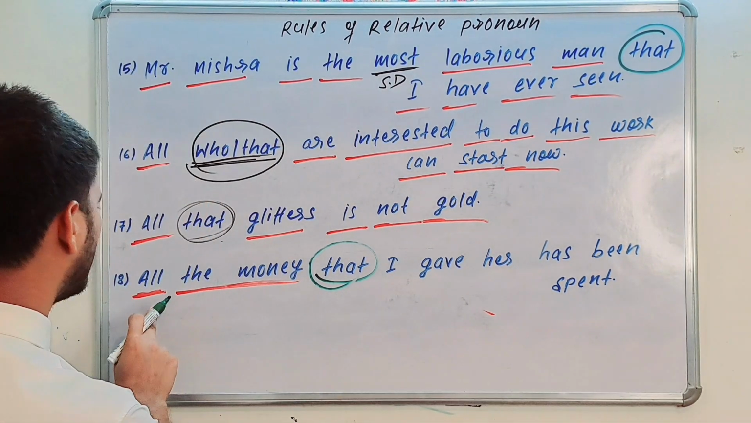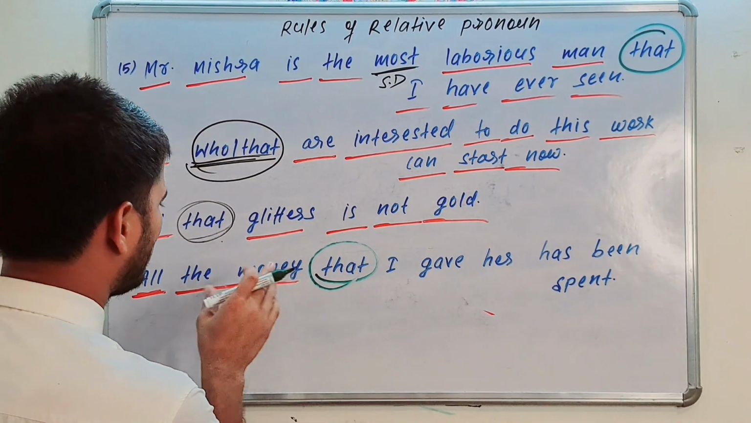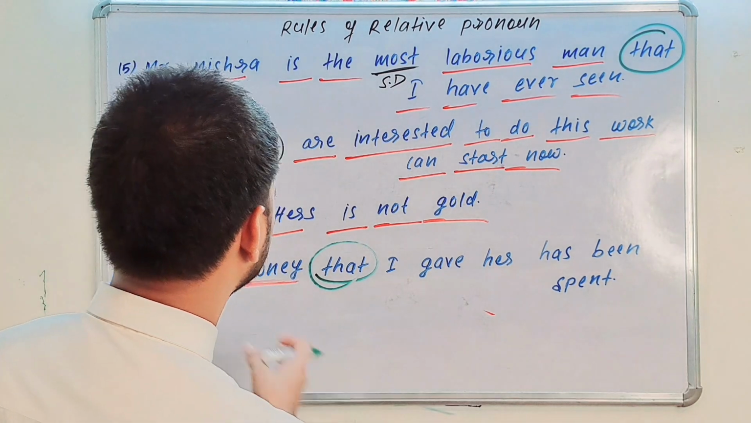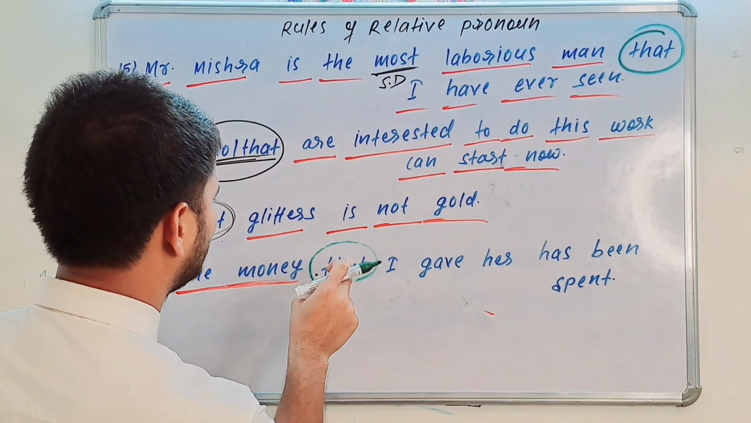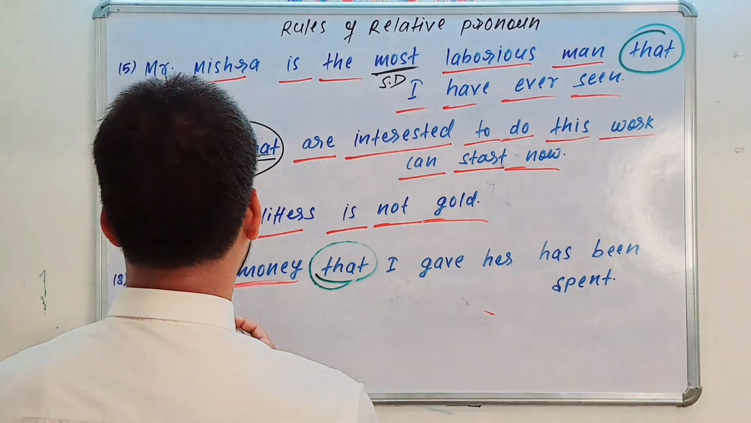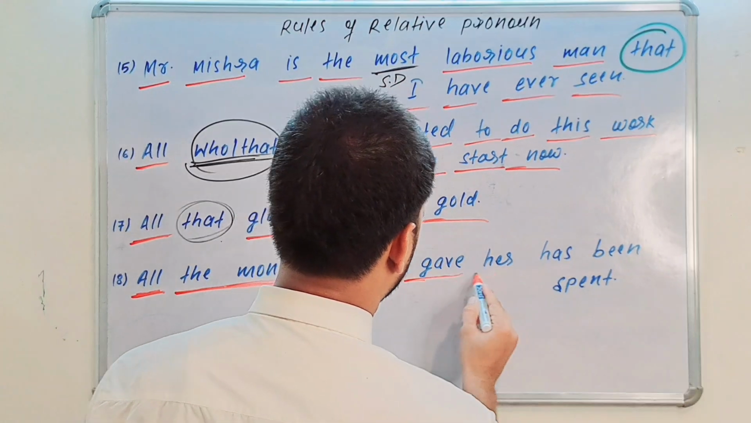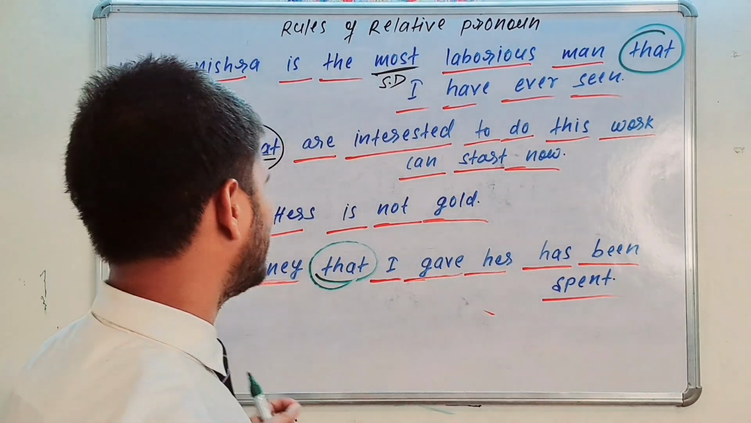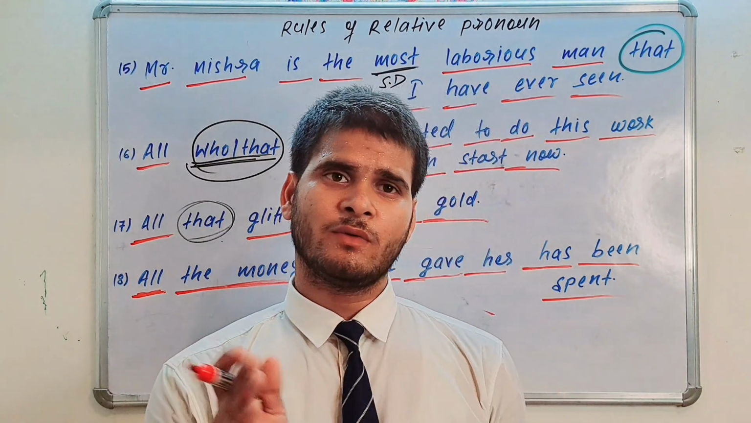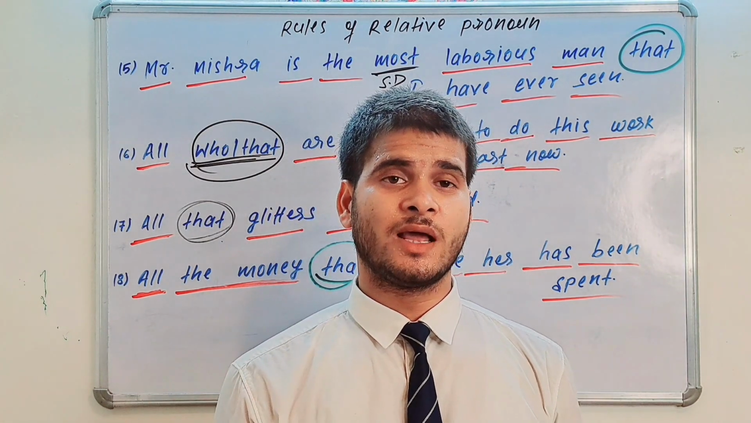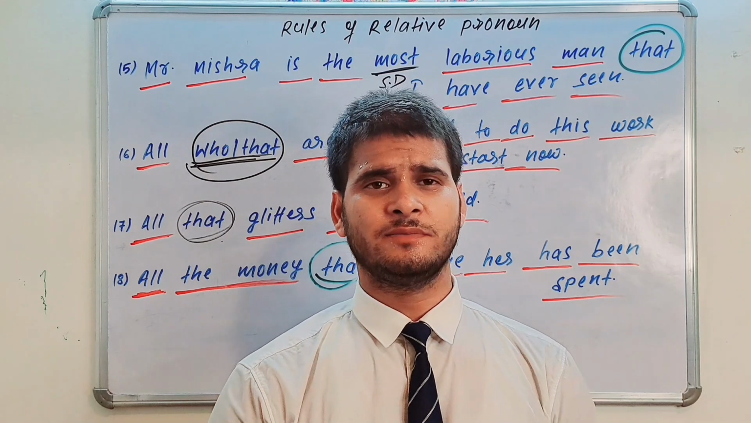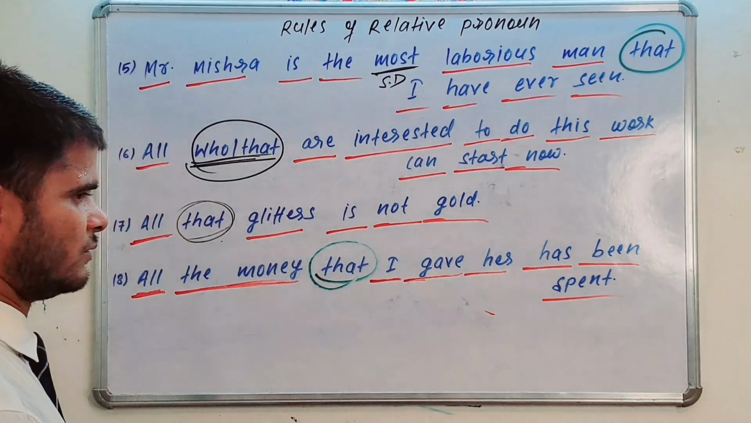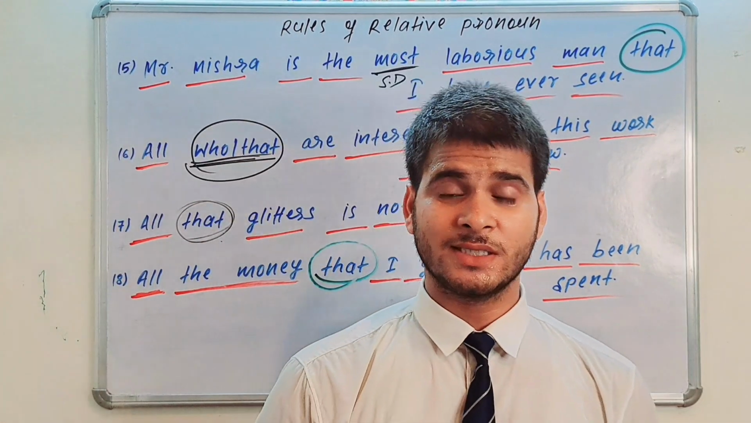Here see the word all and an uncountable noun. If the word all plus an uncountable noun is used in a sentence, then after that the relative pronoun that is used. All the money that I gave her has been spent. Remember, if the word all plus an uncountable noun is used in a sentence, then after that the relative pronoun that is used. This is the seventh rule. Okay, and now we will study the next rule.